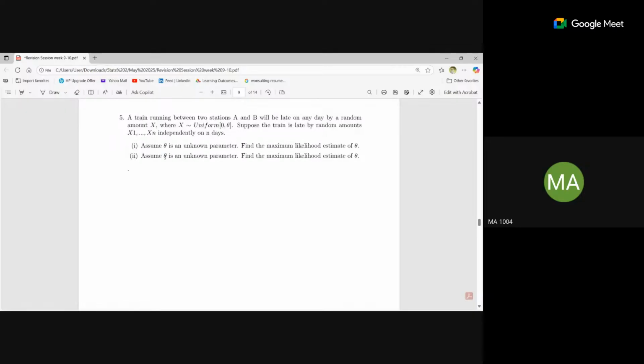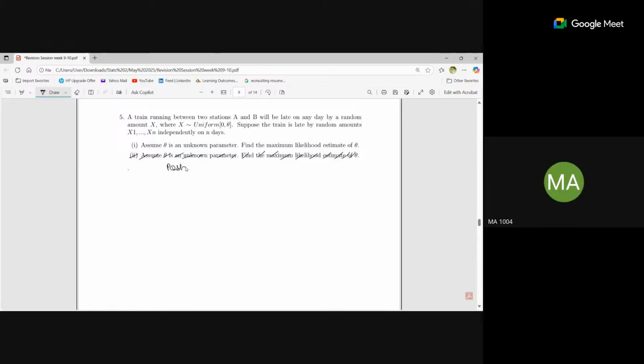Yeah, this is the last question. A train running between two stations A and B will be late on any day by a random amount X, where X is following uniform. Okay, this is the same thing. Assume theta is a known parameter, find the maximum likelihood estimate. So what will be the maximum likelihood estimate of theta here? It would be max of x1, x2, xn. Max xi.